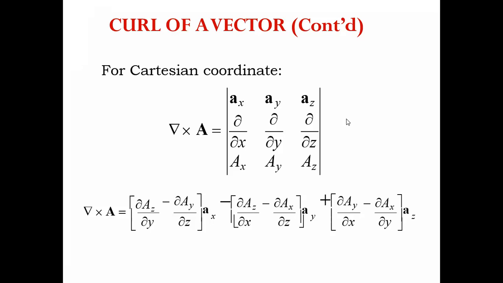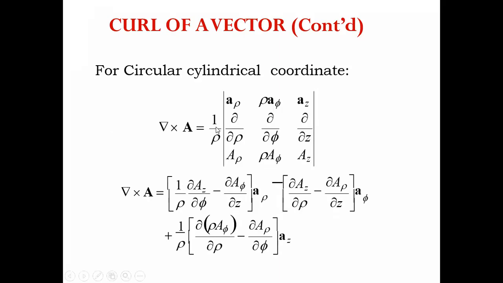So again, two more formulae will be there for circular. It is the same determinant, but the important point here is that 1 by rho is multiplied. Here rho is multiplied, and here also rho is multiplied. So while expanding, these factors should be there. Here it is rho, capital A5. Here it is 1 by rho. And you will just have to expand your determinant.